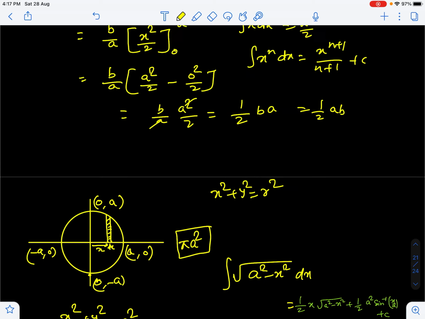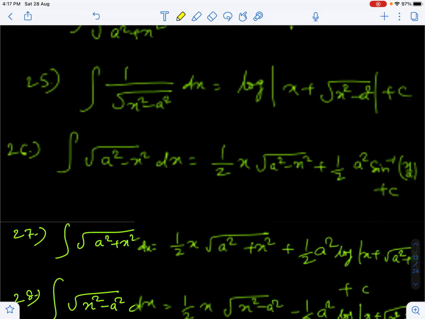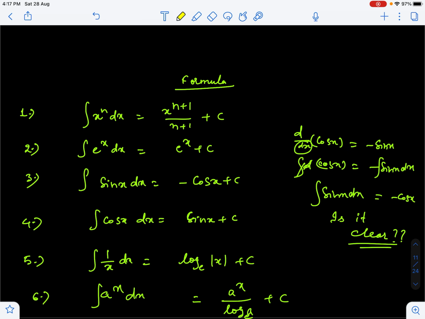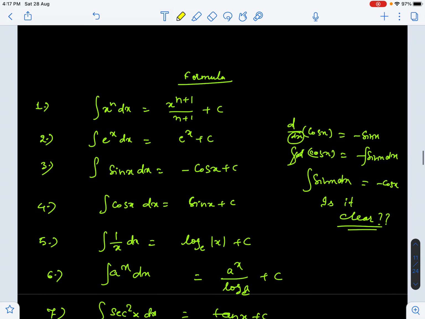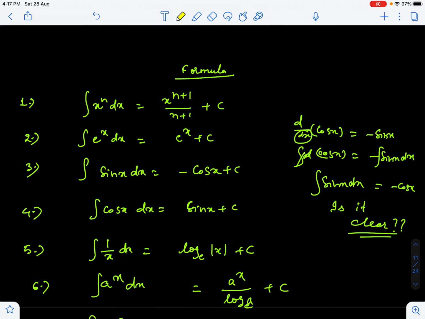Now I have taken a chart of different formulas which I have already discussed in your class. These formulas are all very important to understand, and once you understand them, you can apply them in larger aspects to calculate anything you want. So guys, the first formula I have derived: the integral of x to the power n is x to the power n plus 1 upon n plus 1 plus constant. The exponential term is the function whose differentiation and integration are the same.